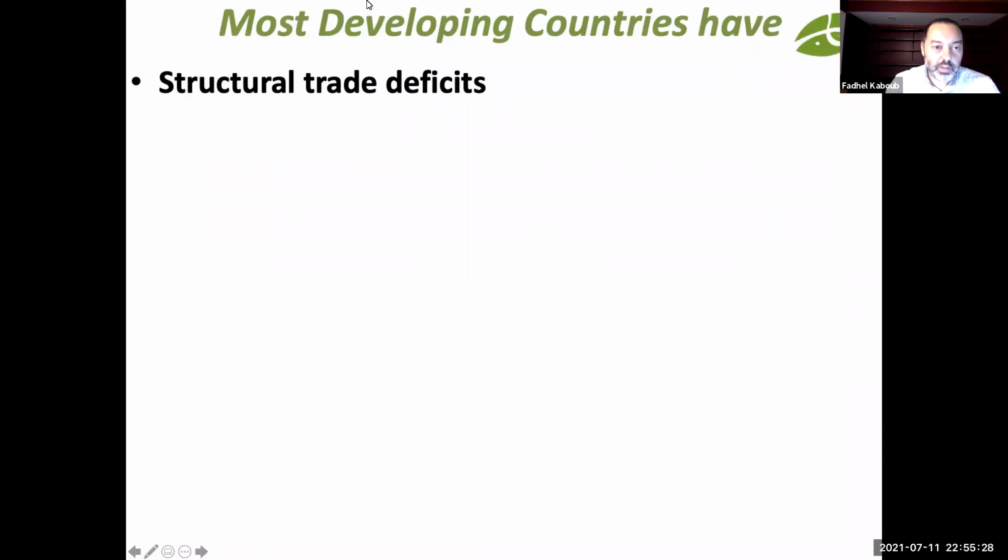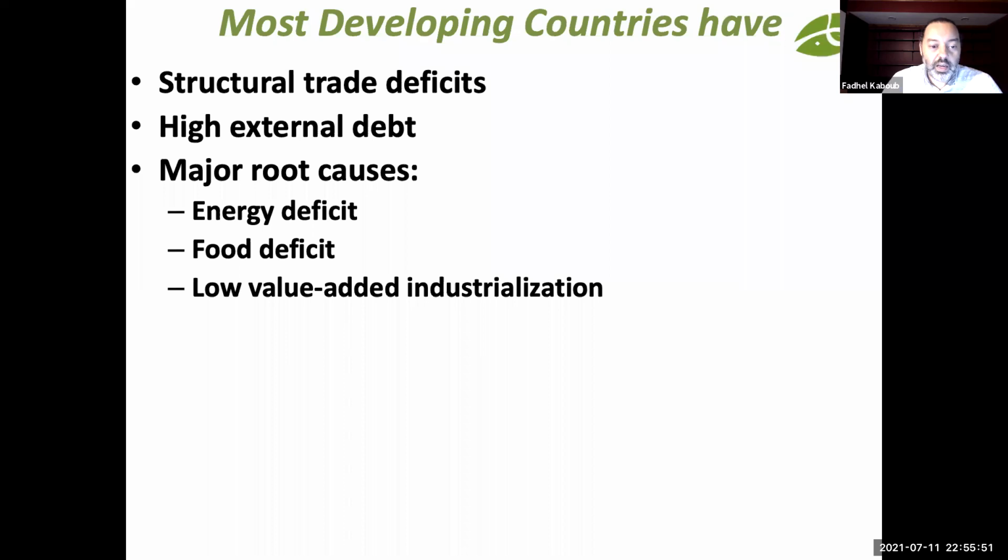So starting with a brief overview of what developing countries typically struggle with. Point number one, structural trade deficits, and I'll show you some data in a few minutes to illustrate this point, which leads to high levels of external debt, that is debt denominated in foreign currencies. And when you look at the major root causes of this problem, you typically identify that these are related to energy deficits. Most developing countries import their energy, mostly fossil fuels.